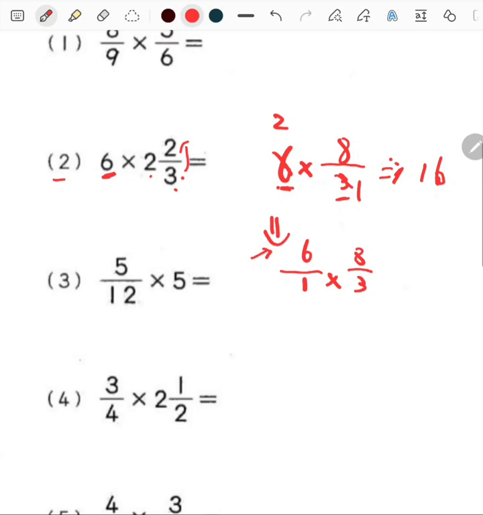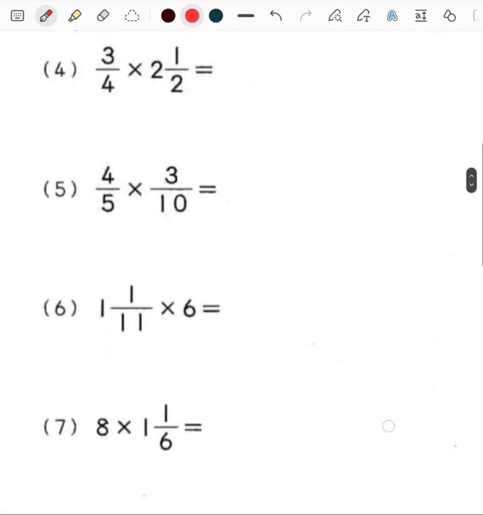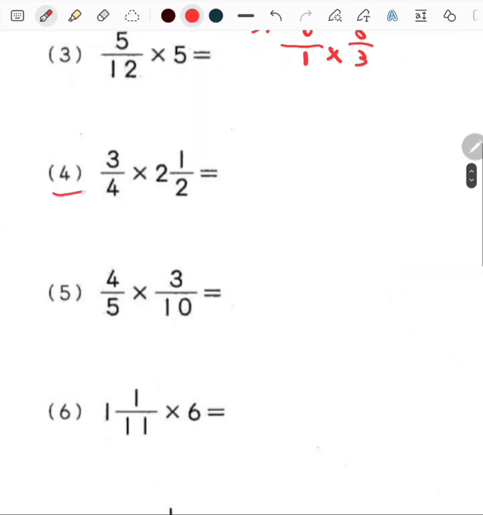Okay, so now, let's try question number 4, okay? So question number 4, 3 over 4 times 5 over 2. Okay, is there anything I can do? Seems like 3 and 2, nothing, 4 and 5, nothing. So 15 on the top, 8 over here. So this is going to be 17 over 8.